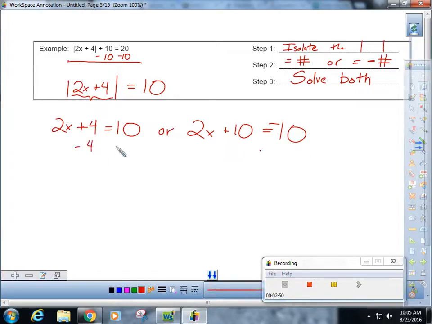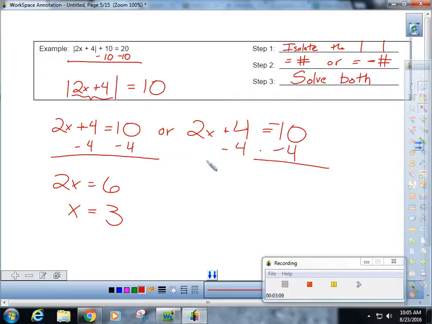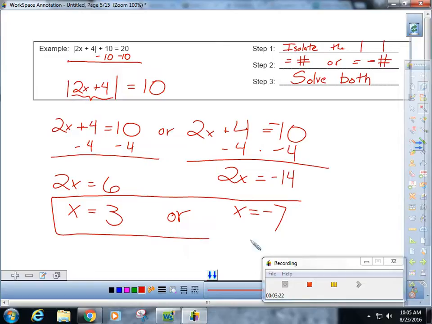Now we're going to solve them both. So subtract 4. You get 2x equals 6. Divide each side by 2. You get x equals 3. I wrote this down wrong. Sorry. Okay? Subtract 4. You get 2x equals negative 14. Divide each side by 2. You get x equals negative 7. And that is the first type of questions.